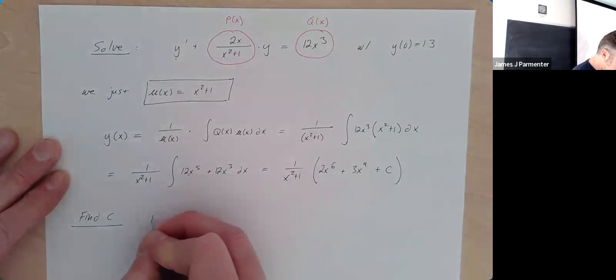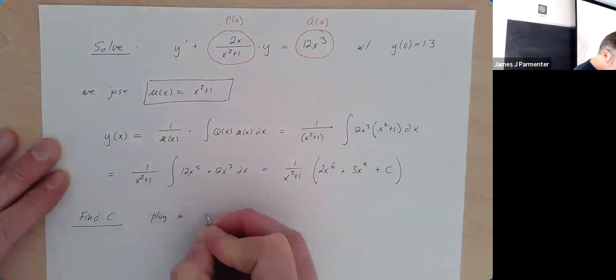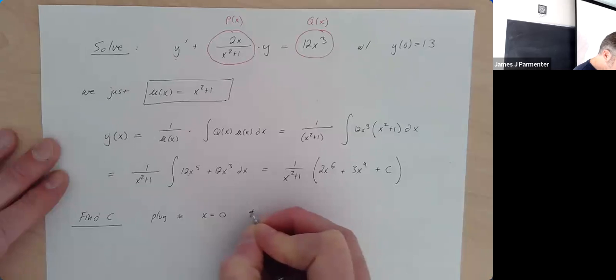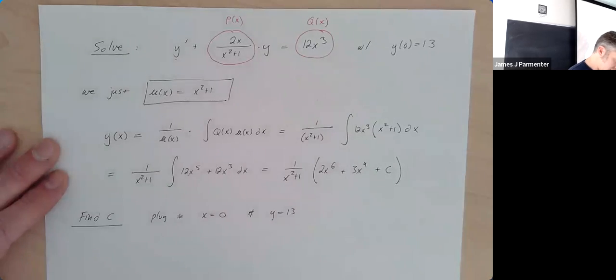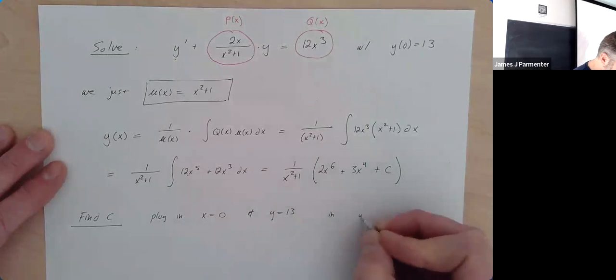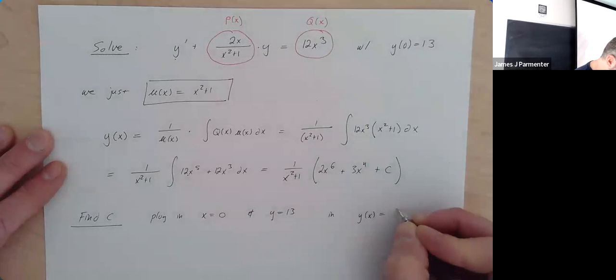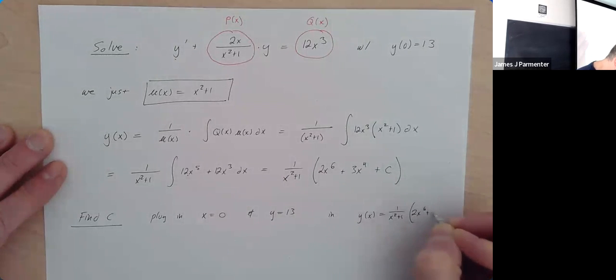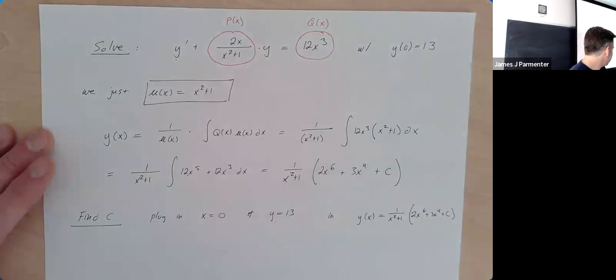So we're going to plug in x equal to 0 and y equal to 13. Oh, by the way, we should still be saying y of x equals 1 over x squared plus 1 times 2x to the 6th plus 3x to the 4th. Let's see. Okay, well, it's not too bad.